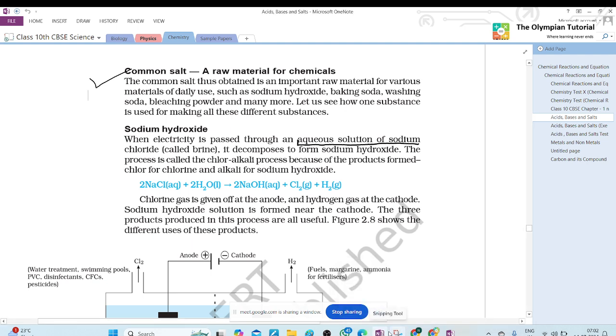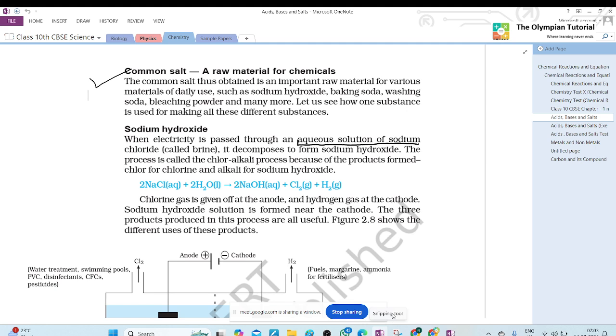Students, yesterday we learned about acidic salt, basic salt, and neutral salts. Good morning, ma'am. And also we learned about sodium chloride, that it is a neutral salt. We take it as common salt, table salt.